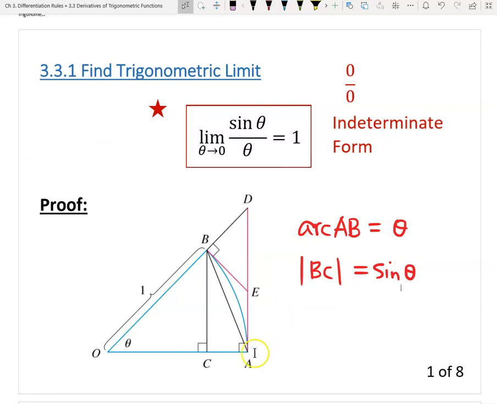One more: how about AD? I'm going to write what AD is. For AD, we look at the big right triangle DAO. AD over OA is tangent theta, right? OA equals 1. Therefore, DA equals tangent theta. That makes sense. So that's the results we need.